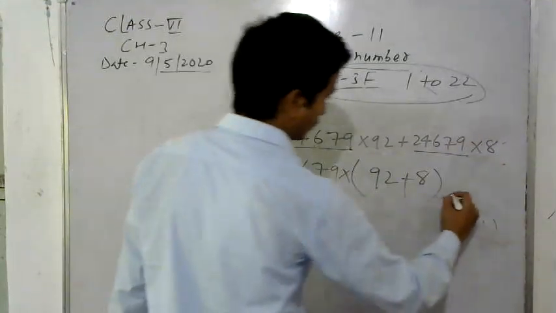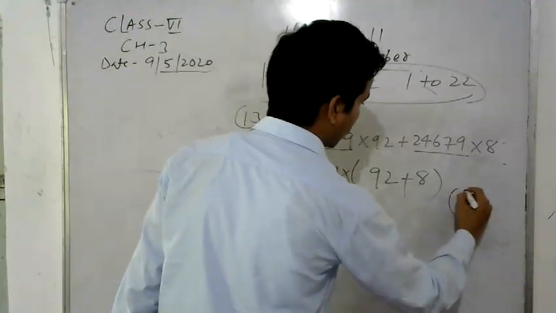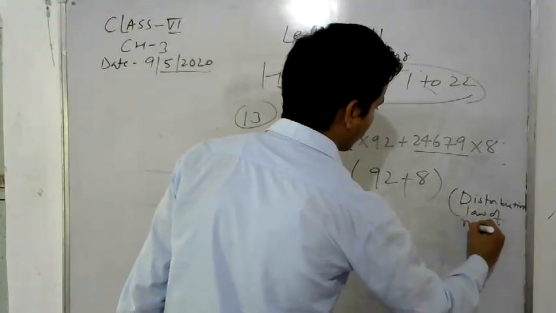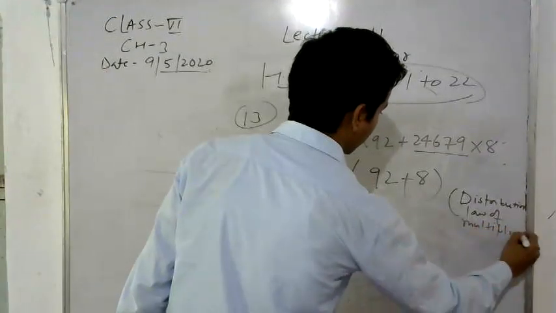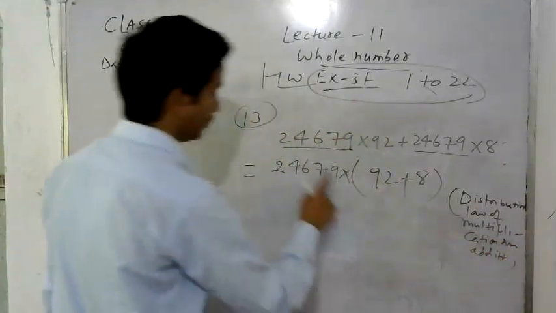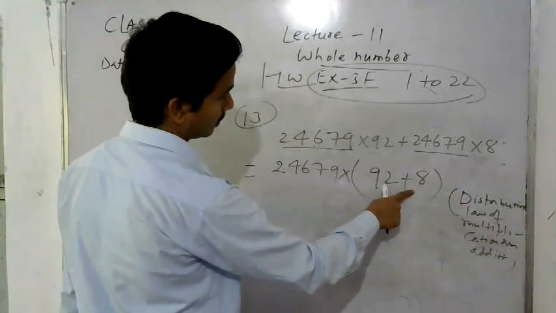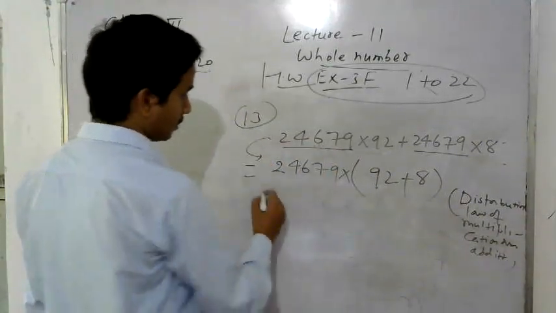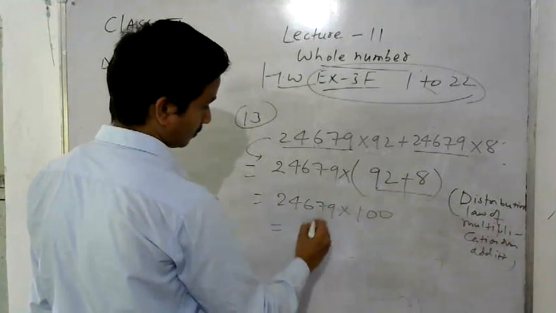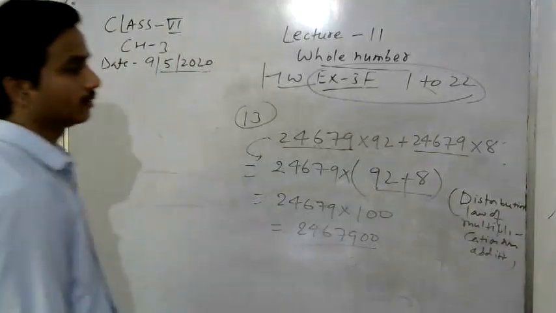So by the distributive law of multiplication over addition. We know that multiplication is distributive over addition. So we can write it like this. Now 24679 into, what is 92 plus 8? It is 100. Now how will you multiply 24679 by 100? Just put double 0. In this way you will solve it.